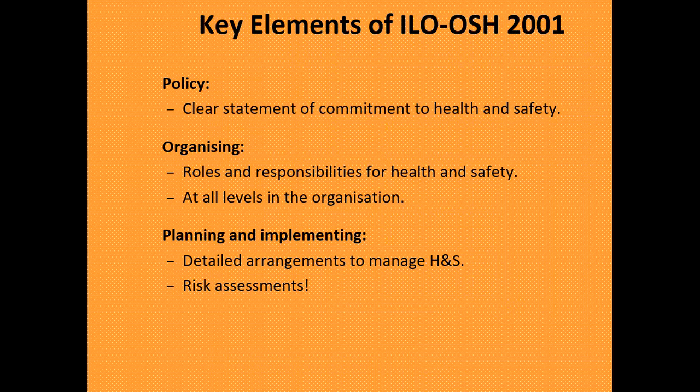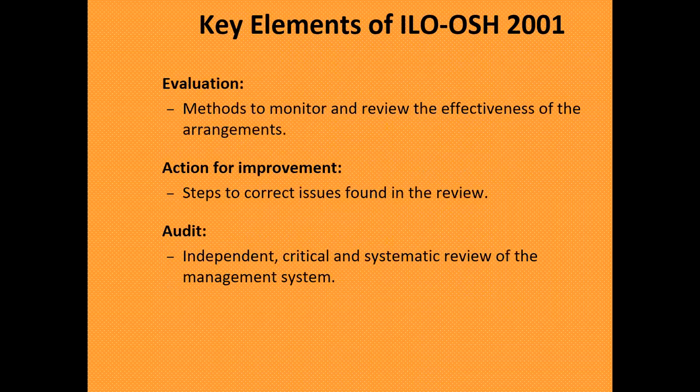Organizing: roles and responsibilities of health and safety at all levels in the organization. Planning and implementation: detailed arrangements to manage health and safety, risk assessments, procedures. Evaluation is a method to monitor and review the effectiveness of the arrangements. Action for improvement: steps to correct issues found in the review. So evaluation is a review process. In the review, the evaluator or the reviewer or the assessor finds some drawbacks, some areas of improvement, some areas of other opportunities. Then they develop and give an action plan. Then action for improvement: what steps or procedures need to improve, and what things need to be added in the system or in the procedure.